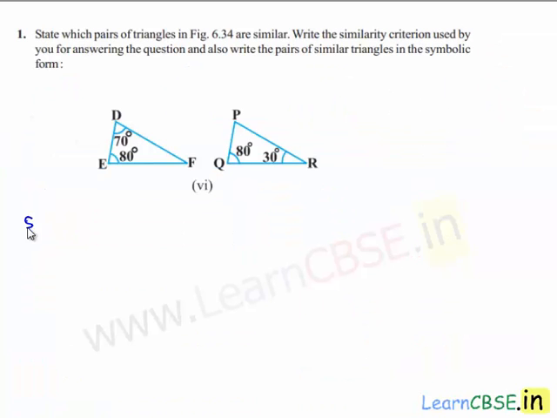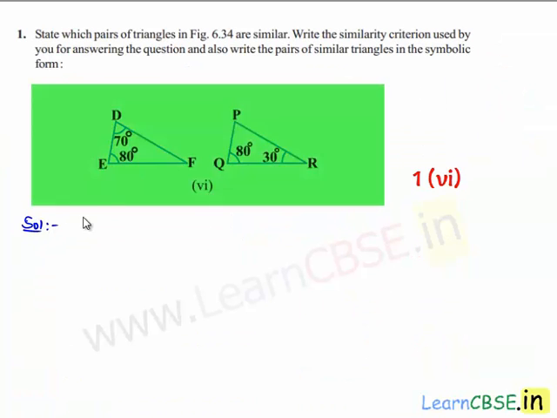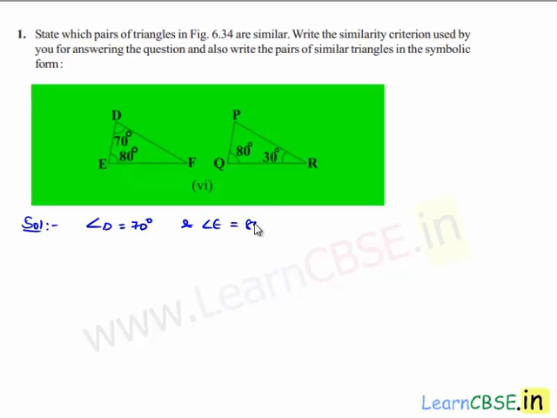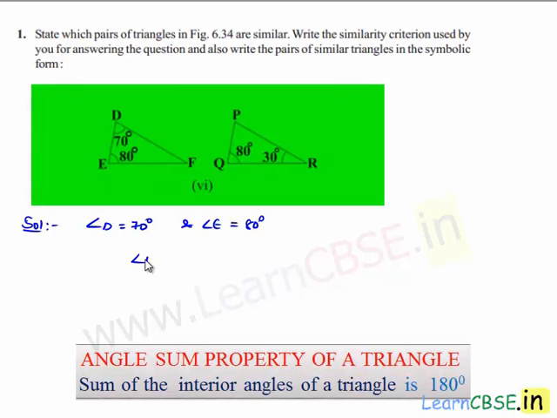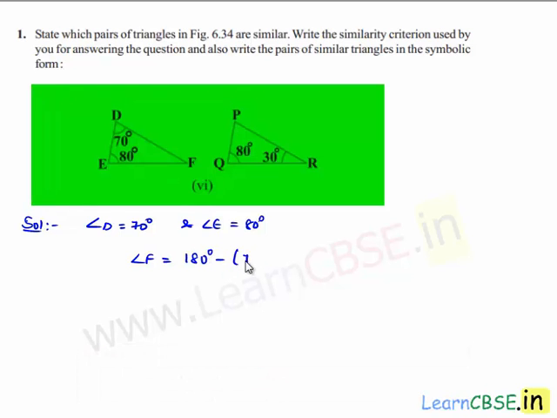Now moving on to the solution for 6th bit. Here two angles of a triangle are given, that is angle D is equal to 70 degrees and angle E is equal to 80 degrees. Let us find angle F. We know that sum of angles in a triangle is 180 degrees. Here F will be equal to 180 minus (70 degrees plus 80 degrees), which is nothing but 30 degrees. So here we got F as 30 degrees.